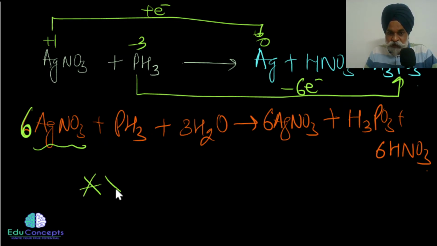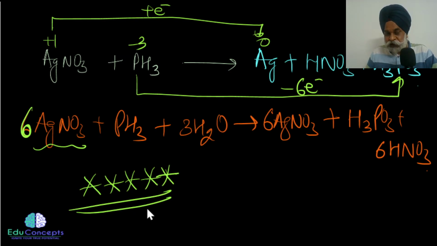So this is quite important. I would mark it very important that phosphine when passed through silver nitrate, you happen to get, sorry, I have written here wrong, metallic silver. Now it is correct. Metallic silver along with H3PO3 along with nitric acid. So this is quite important.